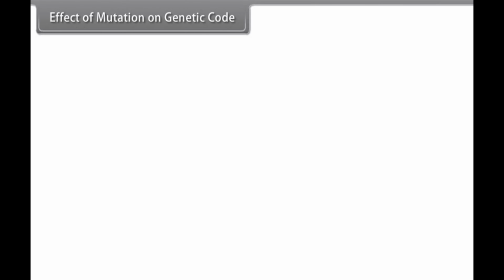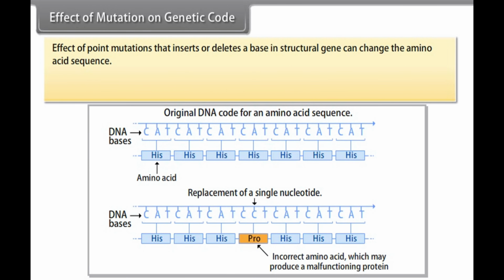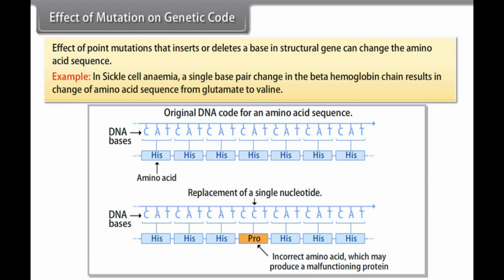Effect of mutation on the genetic code. Point mutations that insert or delete a base in a structural gene can change the amino acid sequence. For example, in sickle cell anemia, a single base pair change in the beta hemoglobin chain results in a change of amino acid from glutamate to valine.